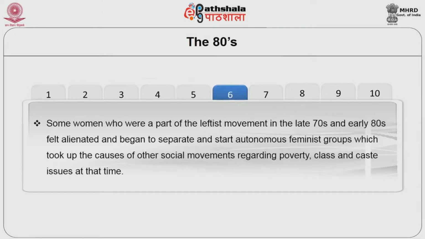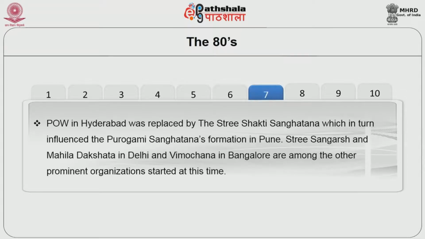Some of the women who were part of the leftist movement in the late 70s and early 80s felt alienated and began to separate and start autonomous feminist groups, which took up the causes of other social movements regarding poverty, class and caste issues at that time. PAO in Hyderabad was replaced by the Stri Shakti Sangathana, which in turn influenced the formation of the Purogami Mahila Sangathana in Pune. Stri Sangharsh and Mahila Dakshata Samiti in Delhi and Vimochana in Bangalore are among the other prominent organizations started at this time.